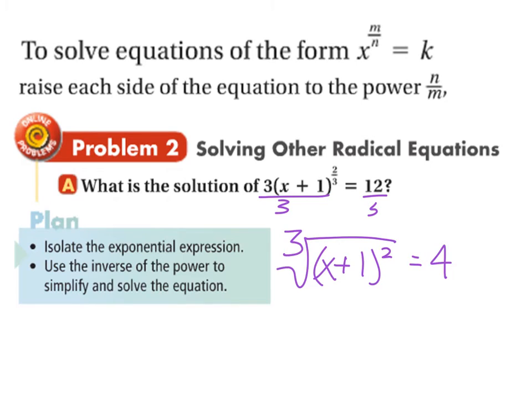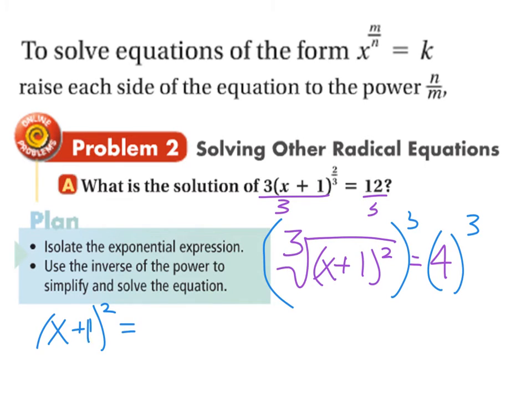Now, it doesn't make much difference which one you take care of first. But if the numbers are not too big, it's probably a little bit easier to deal with the radical first. That will make the number bigger, because when I'm getting rid of that cube root, I take both sides to the third power. So calculators are going to be handy here. So I get x plus 1 squared equals 4 to the third power, which is 64.